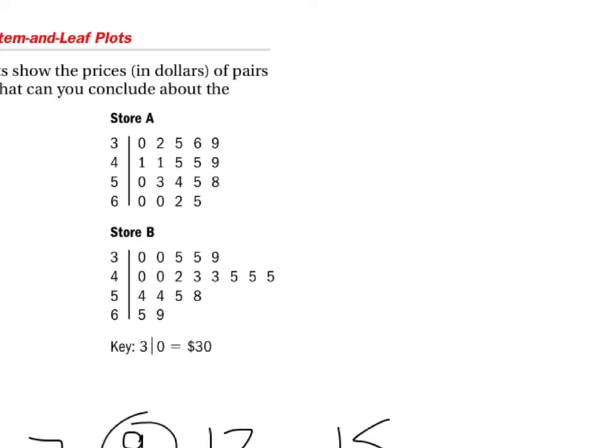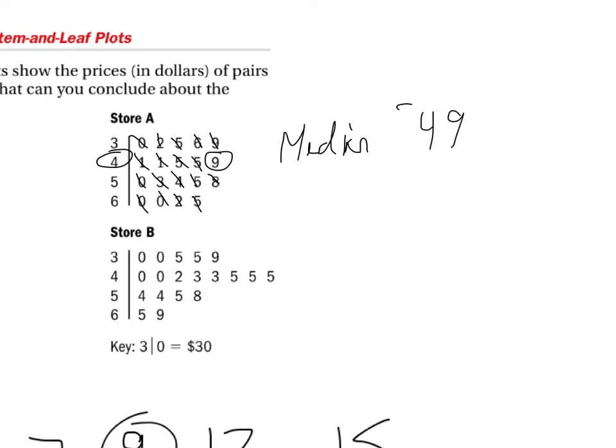18, 19. So I'm going to cross out 1 at the front and 1 at the back and keep going till I am done. Almost there. Right there. So that leaf is what was left, and what was its stem? It would be 4. So store A has a median price of $49. That's very helpful.